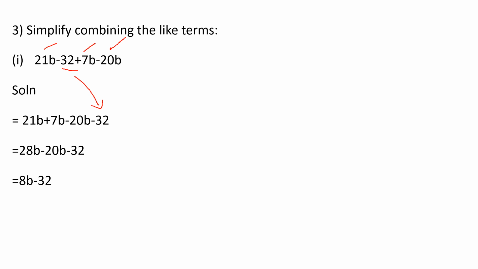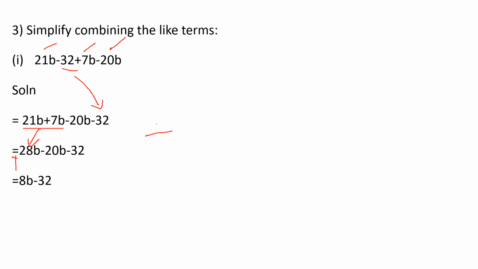Now here you have to apply the integers rule. Okay, recall the integers rule, your chapter 1. 21 plus 7. So addition, 21 plus 7 is 28, so 28b we have written. So these two terms we have added and written 28b. Next minus 20b.